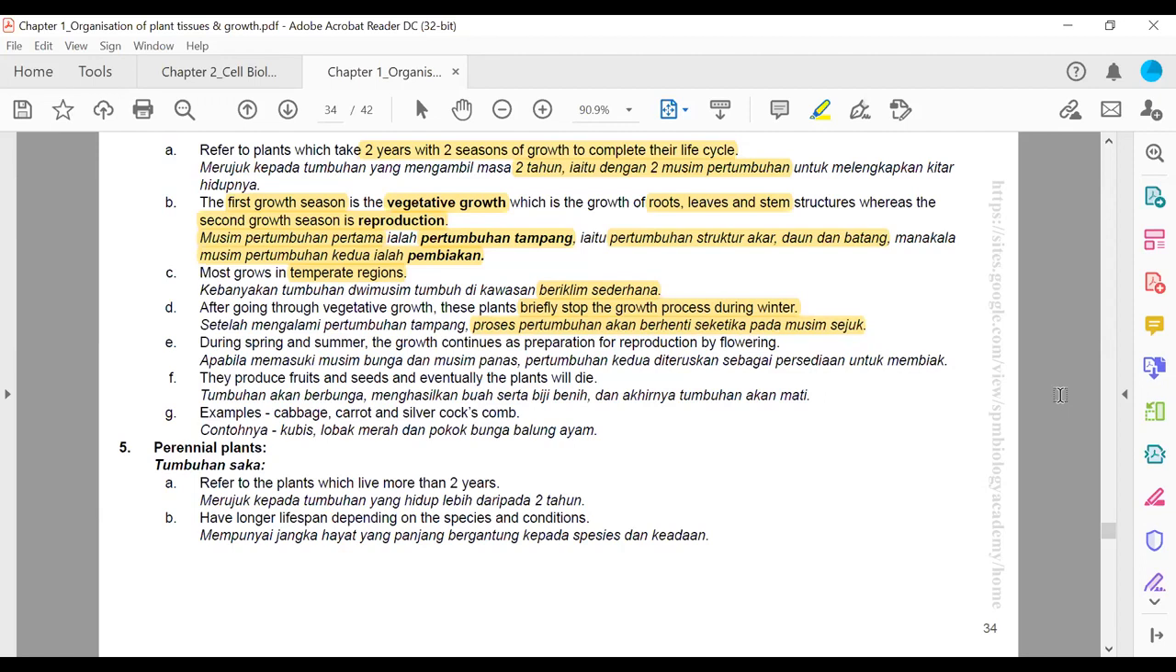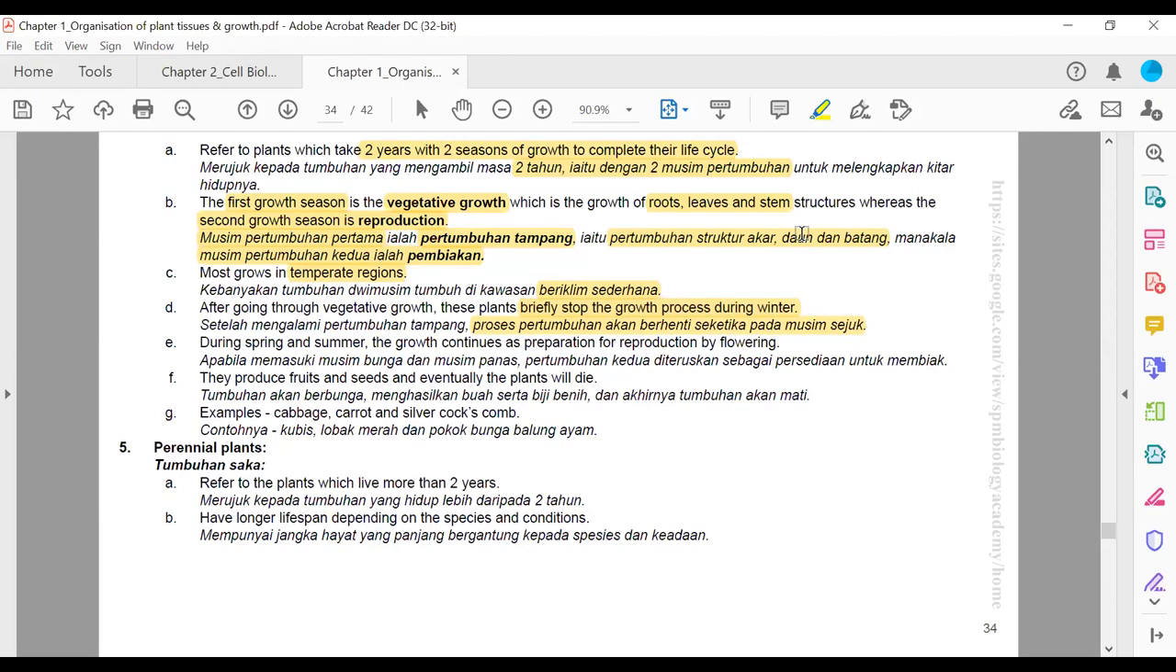So by the time the root, the leaves, the stems grow, akar, daun, batang dah tumbuh, sampailah pula musim sejuk, winter season. So because during winter season, musim sejuk, the temperature is not suitable, there is not enough sunlight, so what they do, they stop their growth. To stop until they produce the root, leaf and stem only, then they stop growing due to the cold weather, due to the winter.